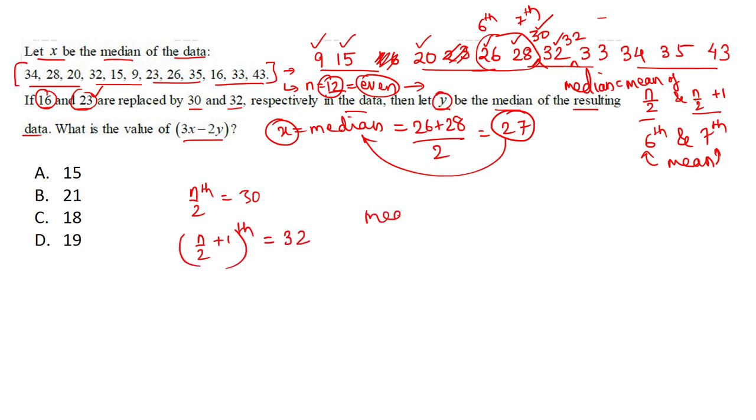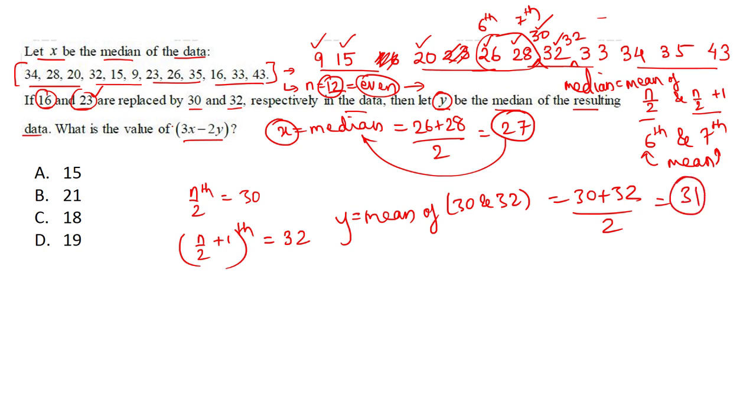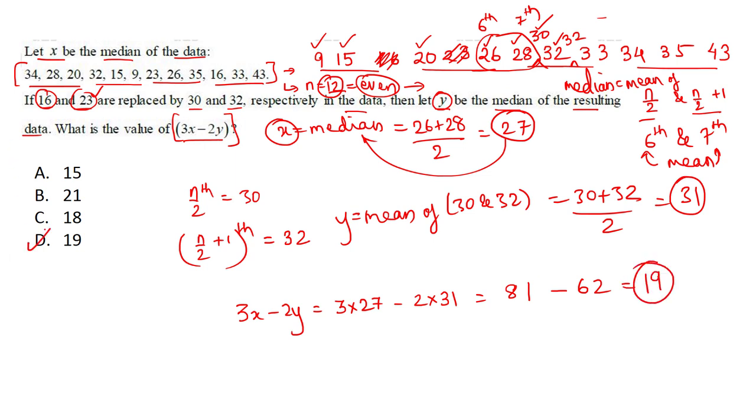So what is the mean of this? Y, the median, will be the mean of 30 and 32. That is going to be 30 plus 32 by 2. By direct observation we can also tell it is 31. Now we have to find the value of 3x minus 2y. That is 3 into 27 minus 2 into 31. 3 into 27 comes out to be 81, minus 2 into 31 is 62, that comes out to be 19. Option D is the answer. The difference, 3x minus 2y, comes out to be 19.